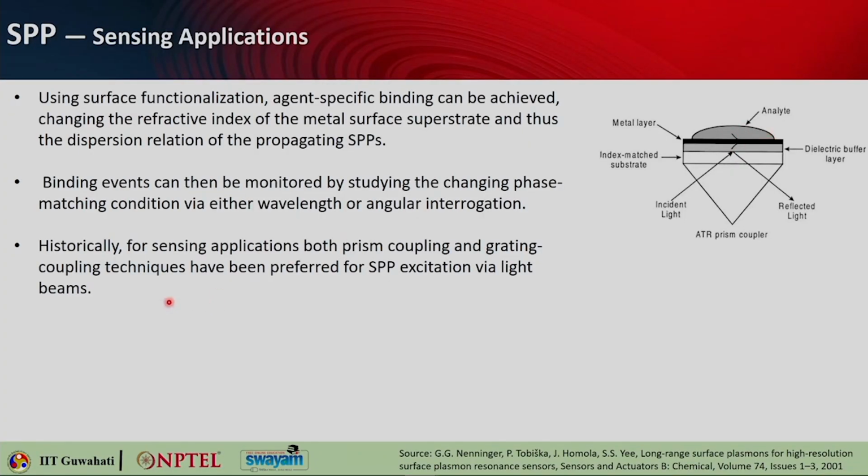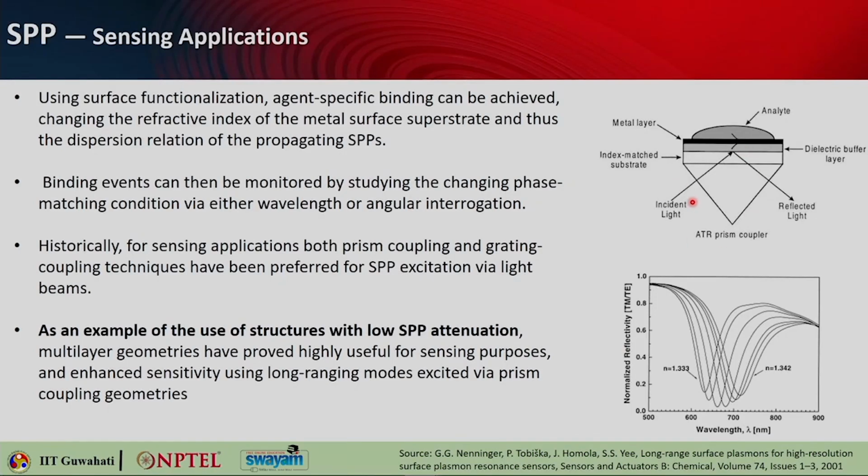So, historically for sensing application, both prism coupling and grating coupling techniques have been preferred for SPP excitation via light beams. This is an example of such an arrangement. What you will do is send light from here, and here you will have a detector. Depending on the analyte, and if they are able to do some agent specific binding, there will be a change in the refractive index here, and that changes the dispersion relation of the plasmons. So, plasmons will then get excited at different wavelengths.